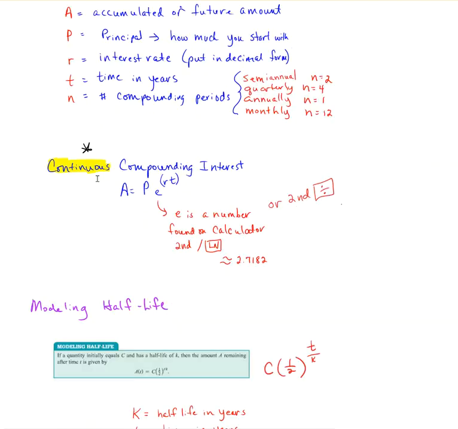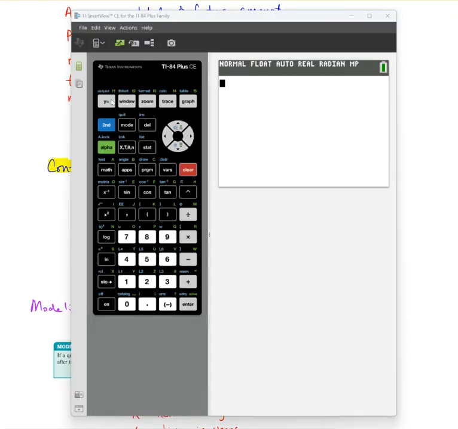The other formula is continuous compounding interest, and it is A equals P times the number e to the rt. And e is a number that's pretty important. We have it on our calculator. Let me get my calculator up here. It wasn't open, so let me get it open. Okay, so I've got it up.